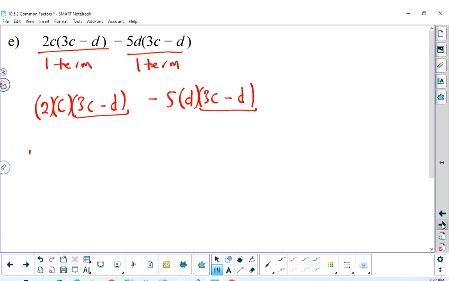So we factor the 3c minus d out because it's the greatest common factor. What do we have left? Well, 2c minus 5d.